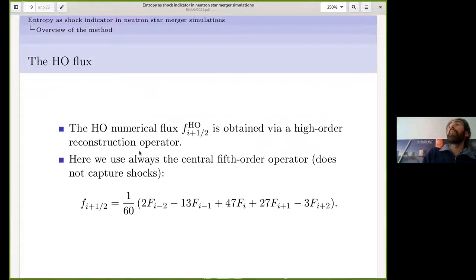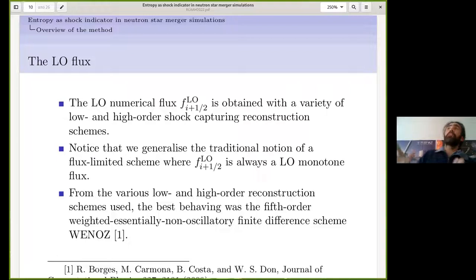Up to this point, everything is standard. We haven't done anything different from what one can find in the bibliography. Here we start diverging a little bit from the bibliography. This lower order flux, usually in the bibliography, is a low order, first order scheme, but it's stable.